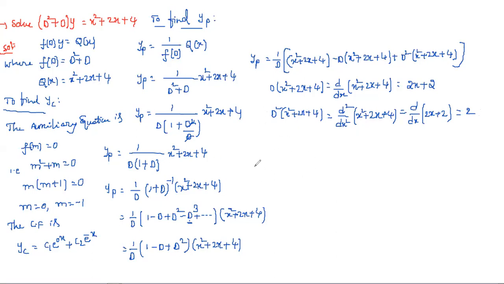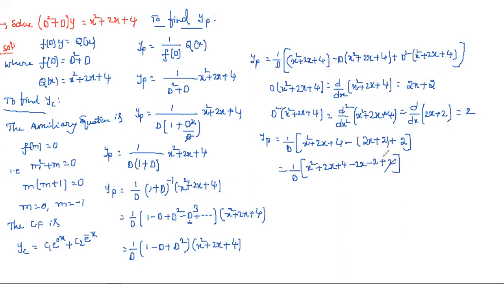Now you can substitute all those things in that. So yp is equal to 1 by D into (x² + 2x + 4), 1 as it is. And next minus the derivative of this one, which is 2x + 2. Next plus D²: D² of this one, what we get is 2. So this is equal to 1 by D into, what about remaining, x² + 2x + 4 − 2x − 2 + 2.